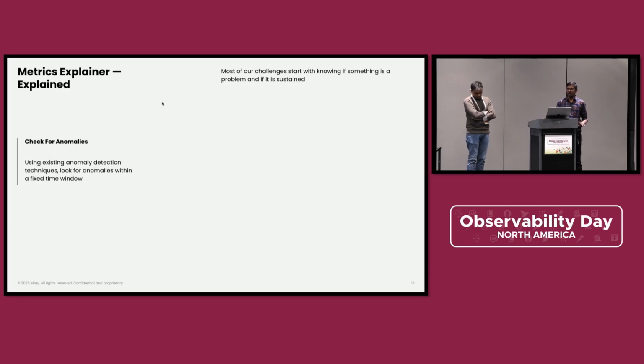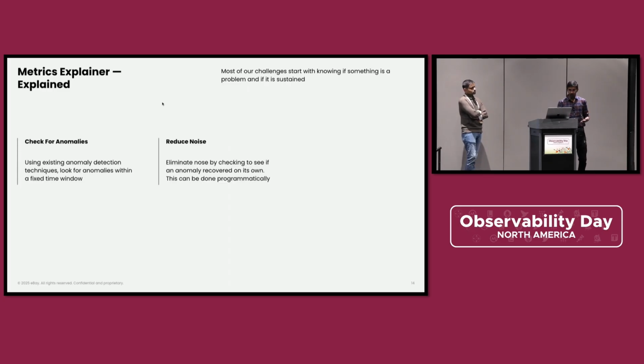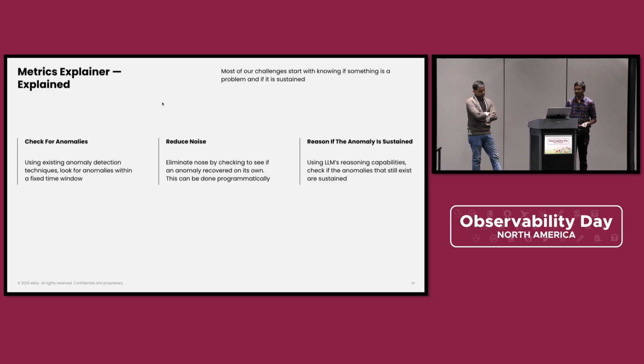We already have an anomaly detection platform inside the company that can look at arbitrary time series and say, for this particular fixed time window, was there any anomalous behavior or not? Then reduce the noise. A lot of times anomalies can come and go. There might be a big spike and then it tapered down on its own. Some of that can be programmatically eliminated without having the LLM figure out whether the anomaly is consequential, because all those anomalies that cleared out on their own are going to unnecessarily occupy space on the context window.